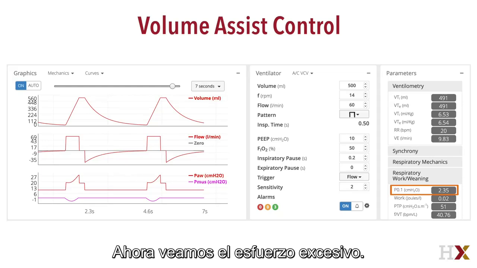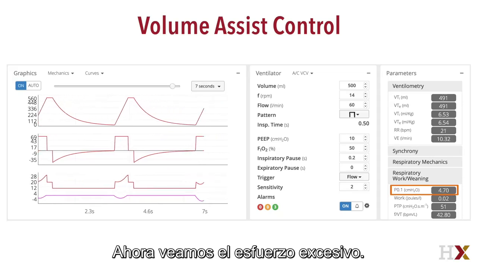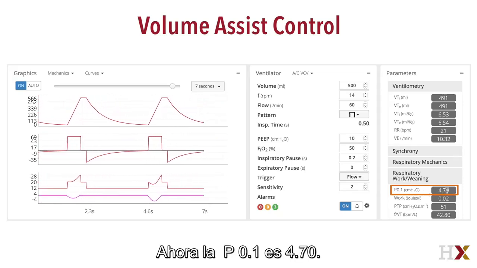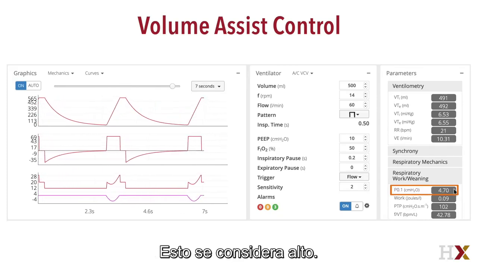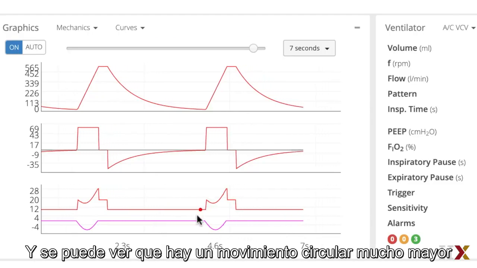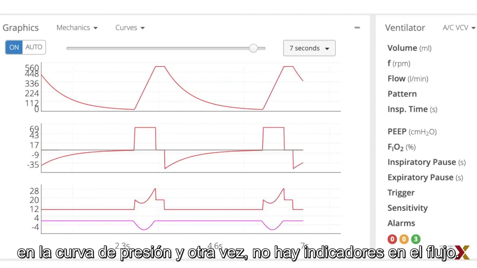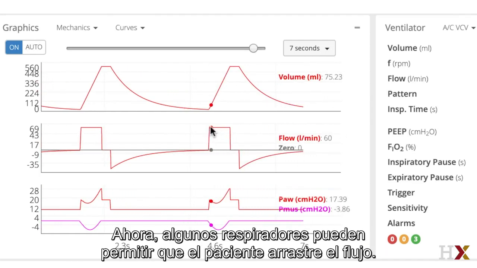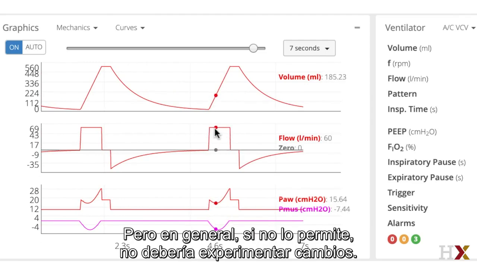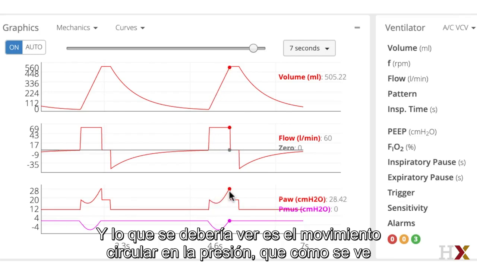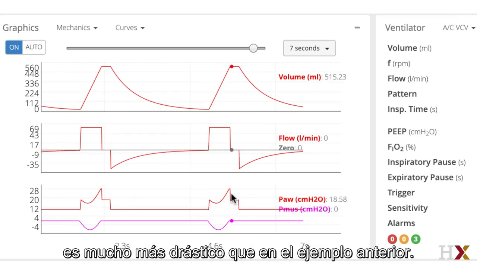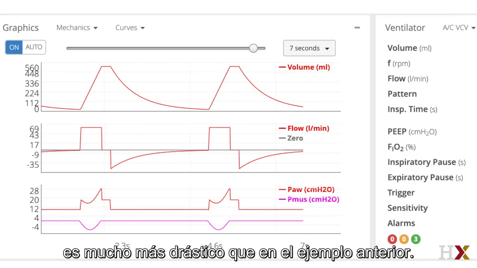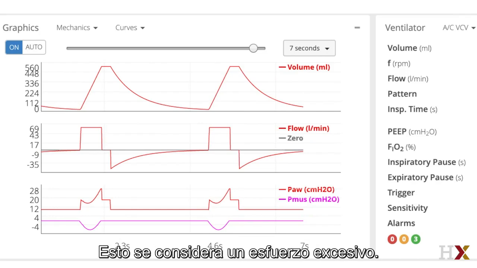Now let's look at excessive effort. Now the P0.1 is 4.70. This is considered high. And you can see there's much more scooping of the pressure waveform. Again, no indication in the flow. Now some ventilators may allow the patient to pull some flow, but in general, if it's not allowing it, it should not change. And what you should see is a scooping in the pressure, which you can see is much more drastic than it was in the previous example. This is considered excessive effort.